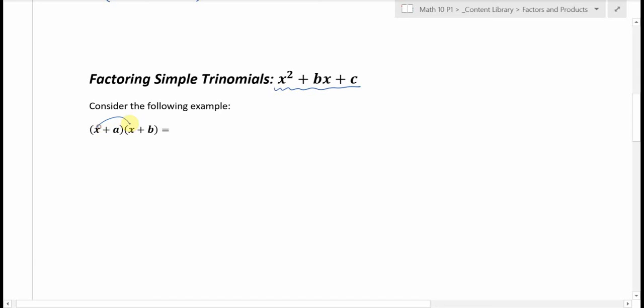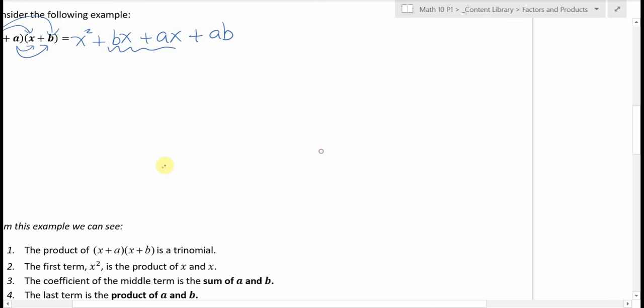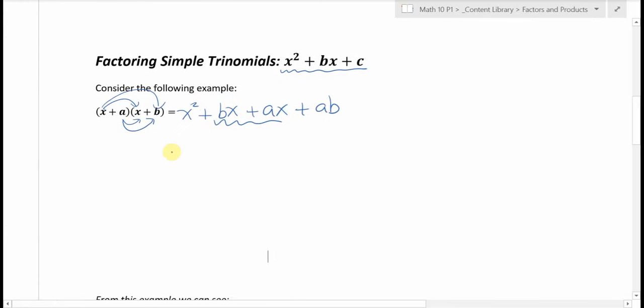So if we expand this, we got x times x, which is x squared. x times b is just going to be bx. a times x is just ax. Again, we don't know what a is, we don't know what b is, so they are just numbers, so we're just going to write bx and ax. And then a times b is simply ab. Now, recall these two are like terms. We can actually do something there.